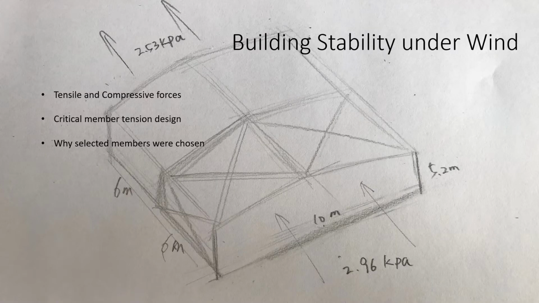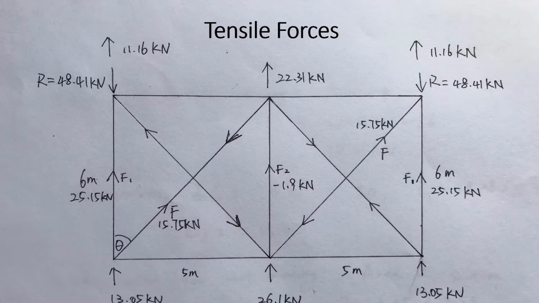Building stability under wind. The compressive and tensile forces for roof and wall bracing under wind were calculated. This was done for windward and leeward wind pressures. Individual tensile and compression forces for each member was calculated and is shown in the following image.